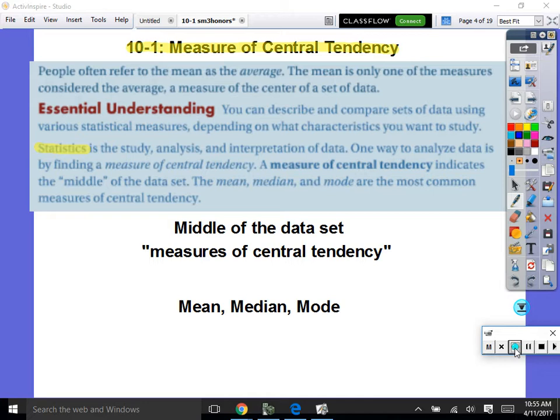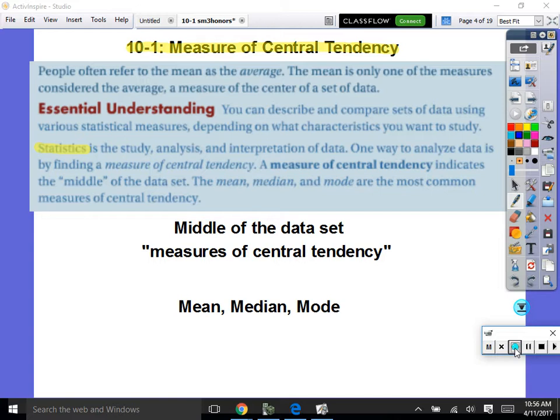Now, there are different types of ways we can look at the middle of a data set, many different ways. Those are all measures of central tendency. So finding the mean or the average is just one way to look at the center of the data. There's many other ways. We can look at the middle of our data using mean, median, and mode.